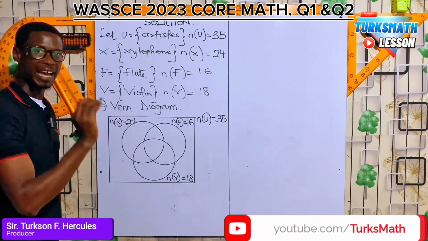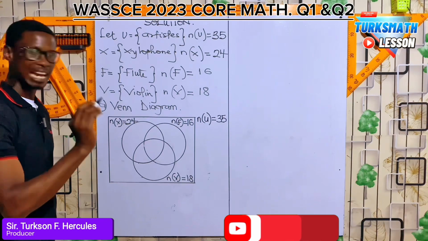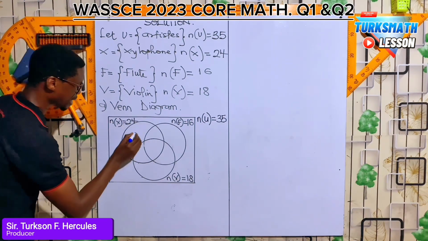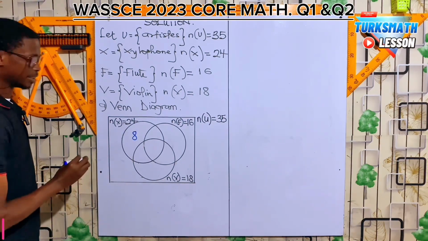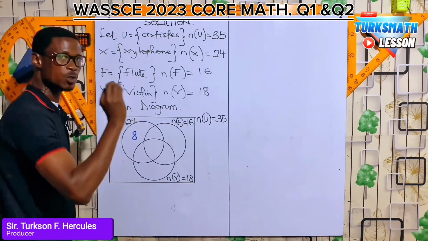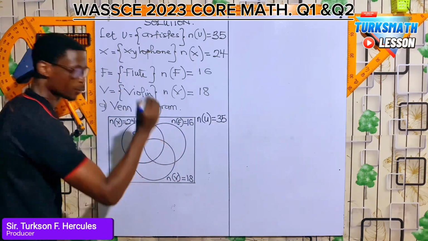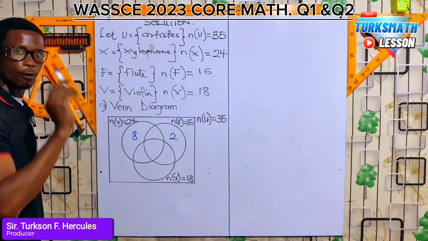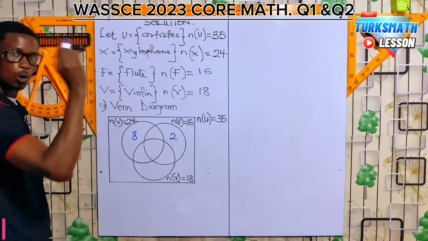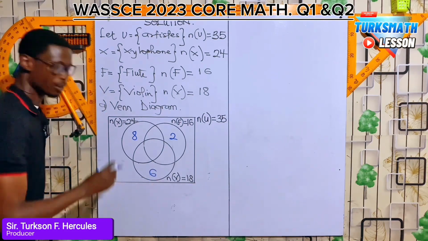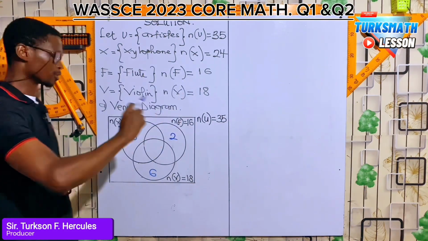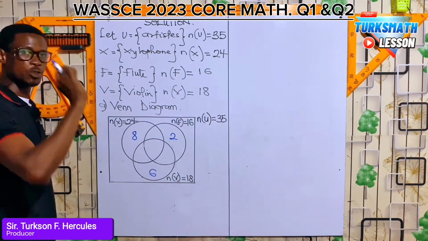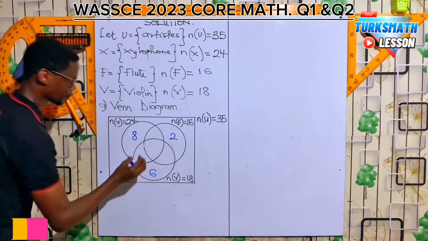So 8 prefer only xylophone. This is the region for only xylophone. So 8 for only xylophone. Then 2 for flute only, from the question. And 6 for violin only. So you can see the question on the screen, right? So when you read the question, you see there, 4 play all the 3 instruments. That is the intersection.